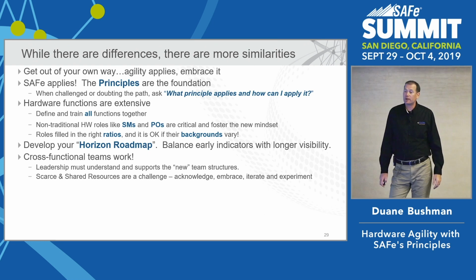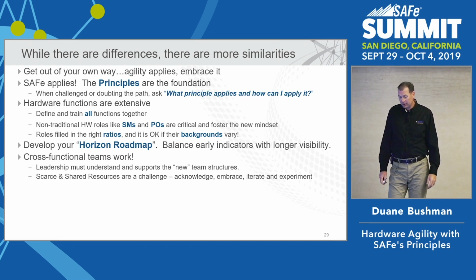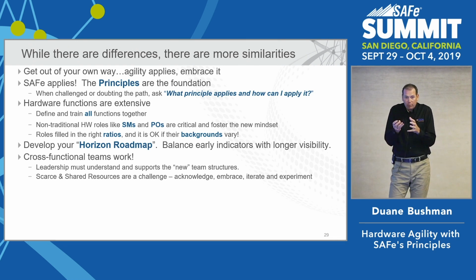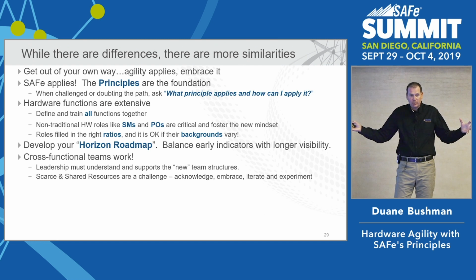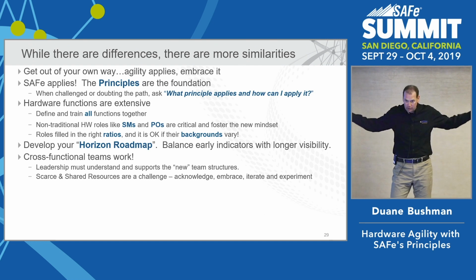And then finally, cross-functional teams work. Leadership must understand this and support the new team structures. Those silos that we broke into 136, that's what I mean by the new team structure. We're taking those and boom.